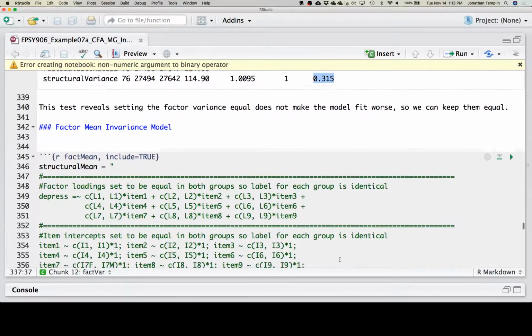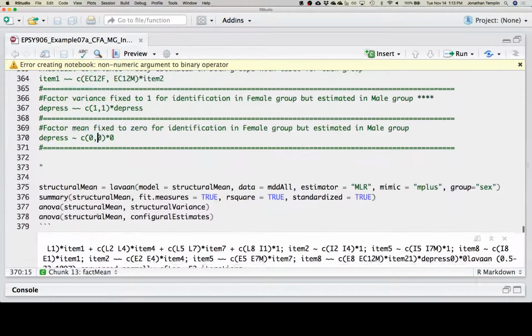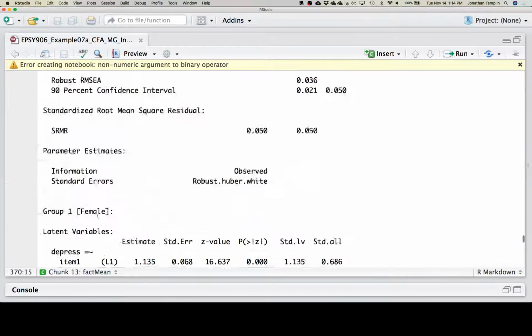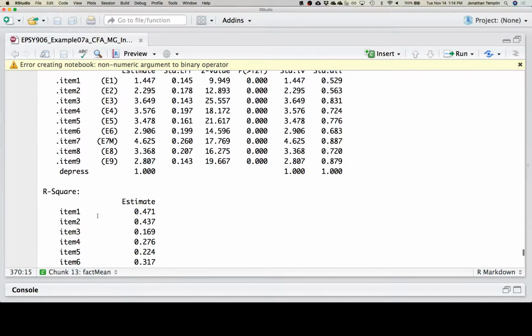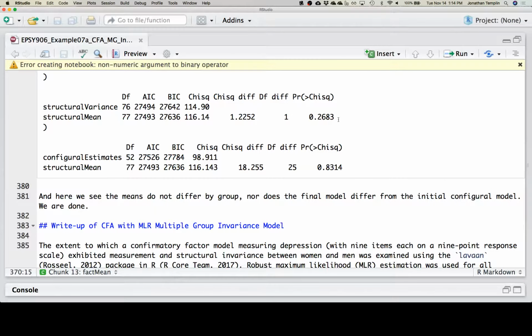All right, let's take a look at the factor mean. We do the same process for the factor mean. Again, we have to set it to a fixed value of 0, because we're trying to identify it. And what does that factor mean end up being? Here's all the output for it. This test is pretty nice because, ultimately, you can see the factor mean itself is also not equal. They don't differ right here.